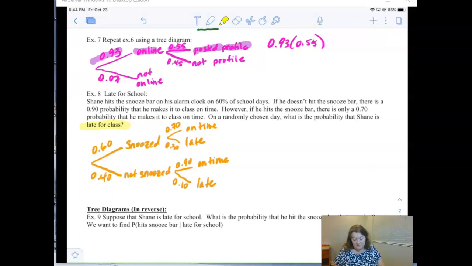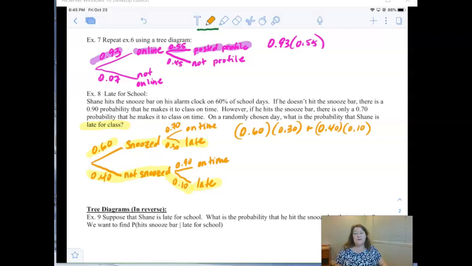So I'm going to have to travel this way through the 60 to get to snoozed, and then late, that's this one. But there's another way he could be late too, and that's going this way. So I'm going to have to add two probabilities together. So this is going to be 0.60 times 0.30, and then we're going to add that to the other way he could be late, which is 0.4 and 0.10. Okay, so the one way was being late and snoozing, the other one was being late and not snoozing. So we can work it out that way.